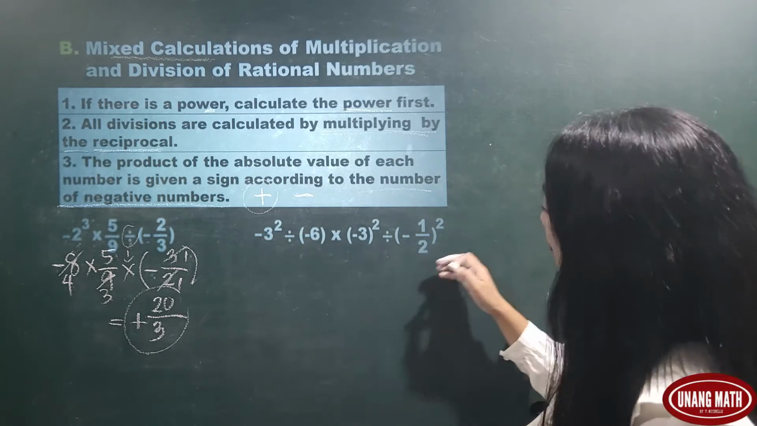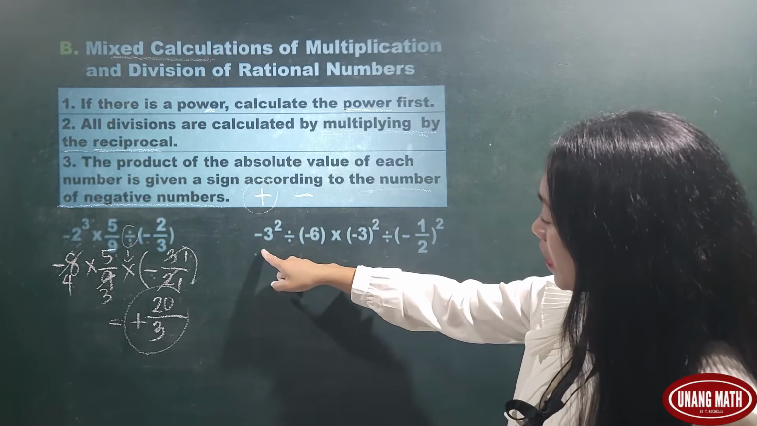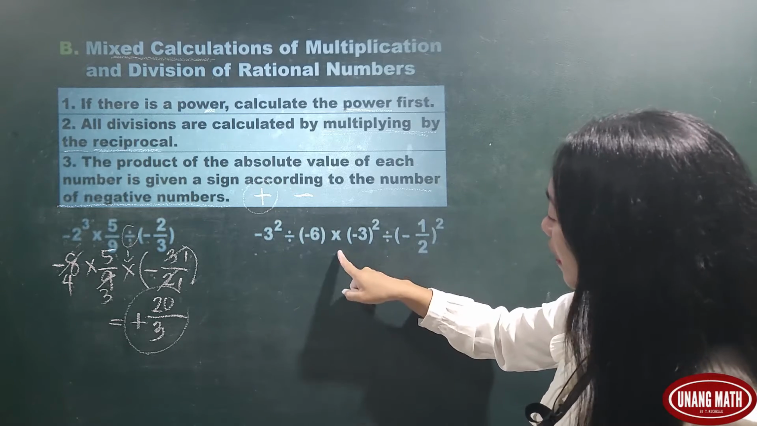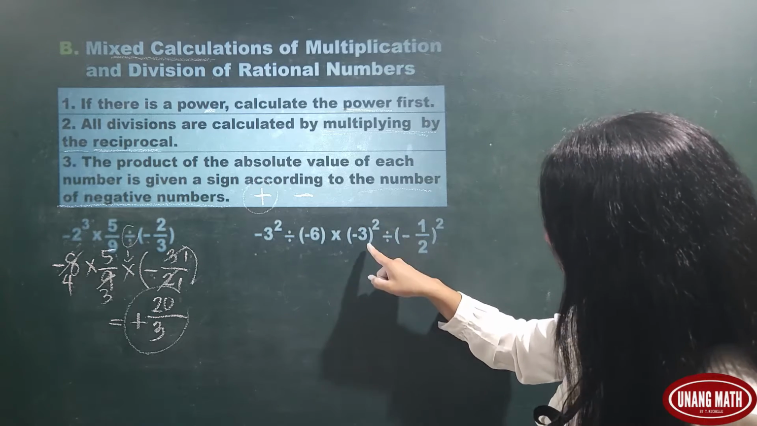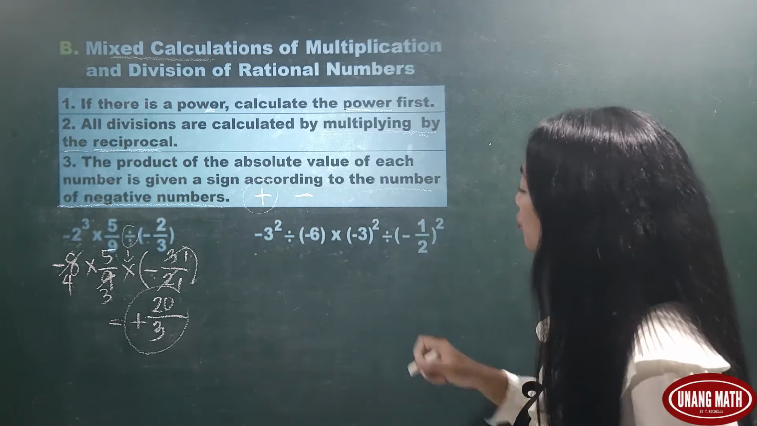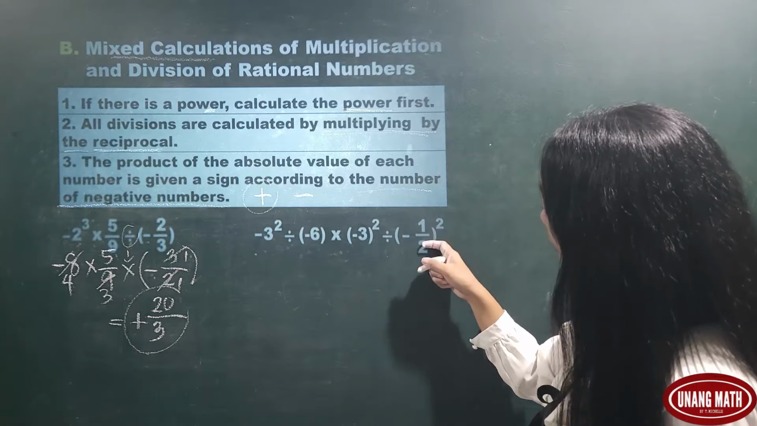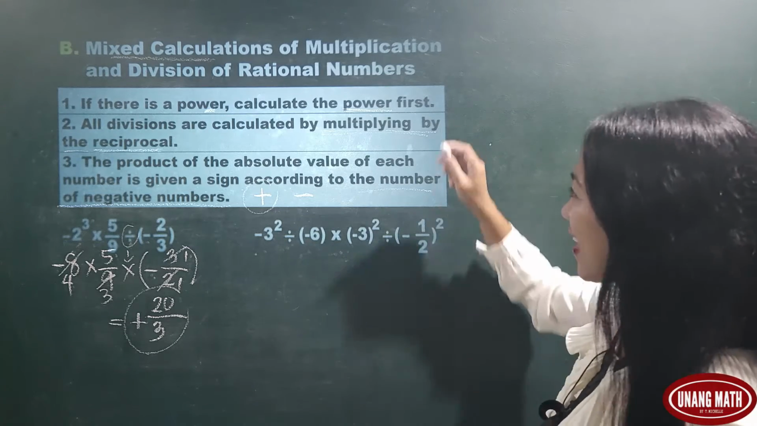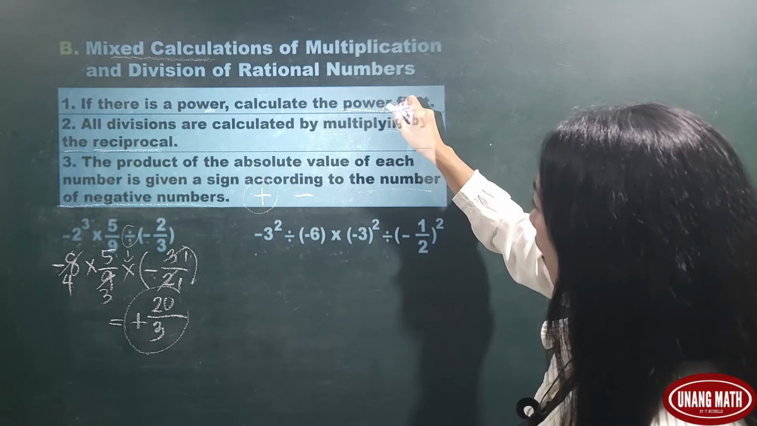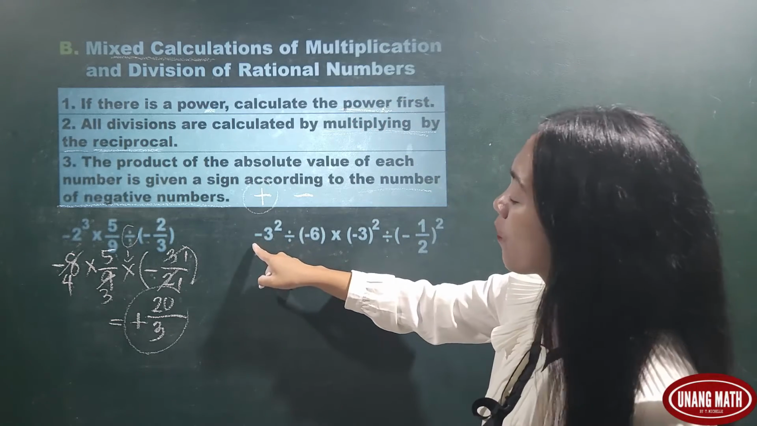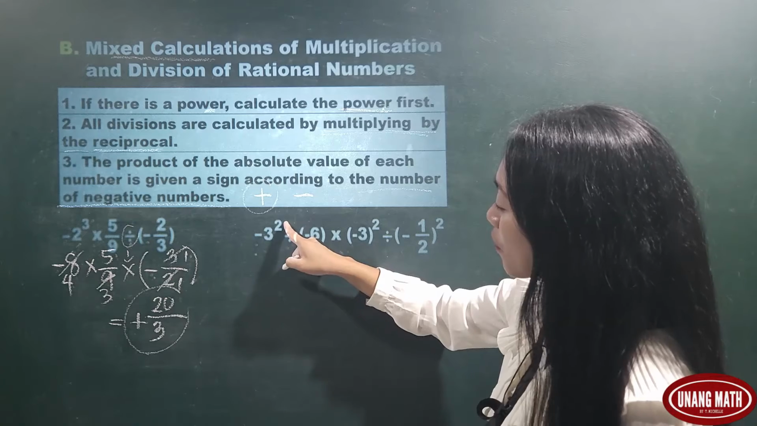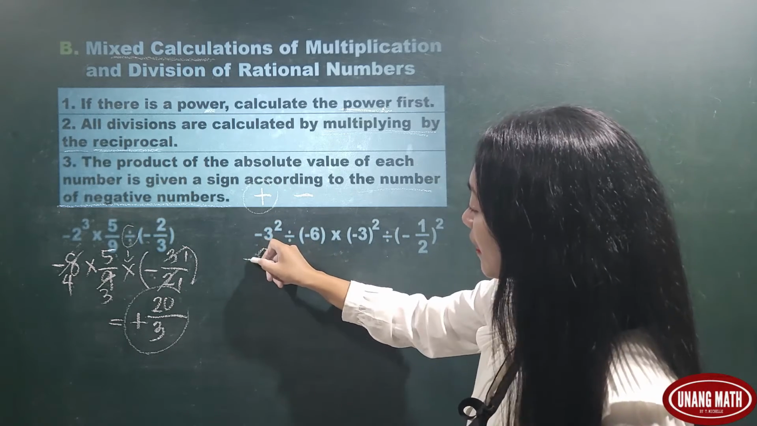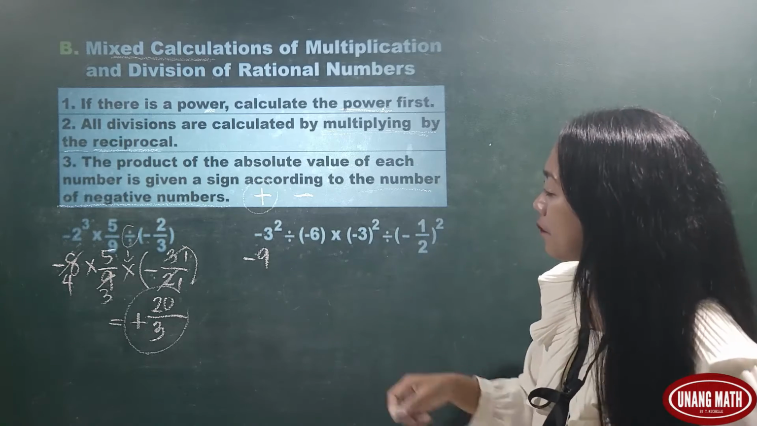Okay, let's have the second example. Negative 3 raised to the power of 2 divided by negative 6 times negative 3. This is inside the parentheses, raised to the power of 2, divided by negative 1/2 inside the parentheses raised to the power of 2. Okay, let's calculate the part that has a power or exponent first. Okay, we have here negative 3 raised to the power of 2. So this is 3 times 3, 9, and attach the negative sign.